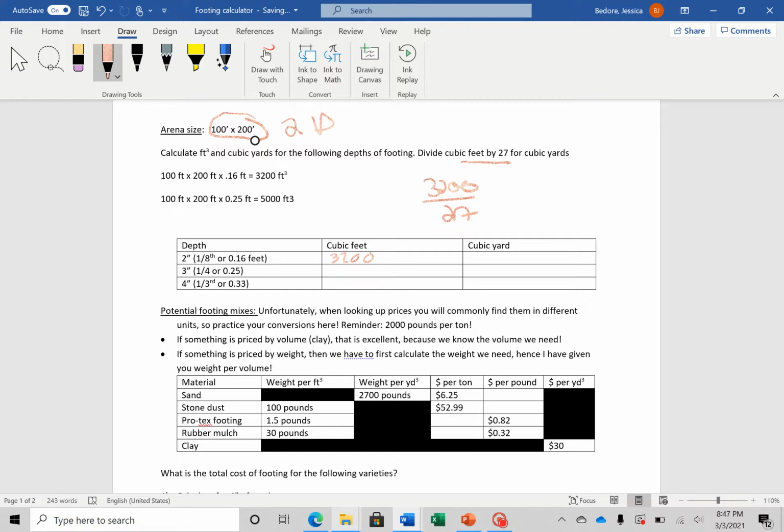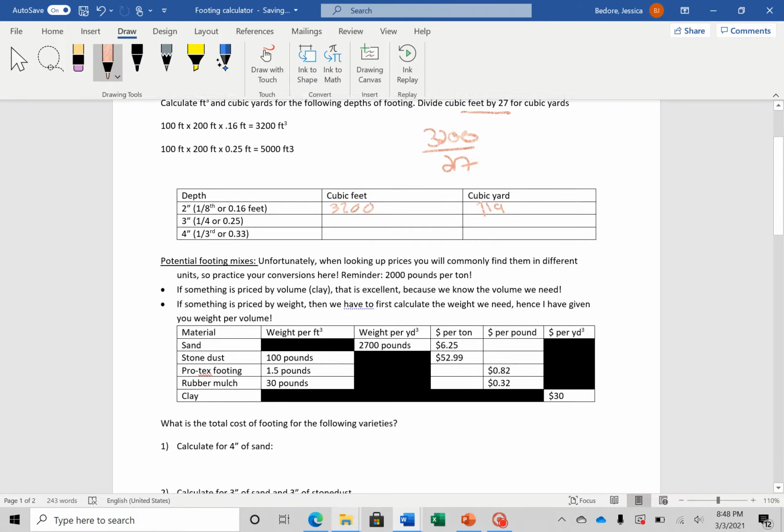And I didn't bring a calculator with me. So wait, hold on. I know what that is. Nope, I don't have that on me. Oh, maybe it's 119. I think it's 119. Okay. And then you would do the same for these. This is just so you have this available to do the math later on.